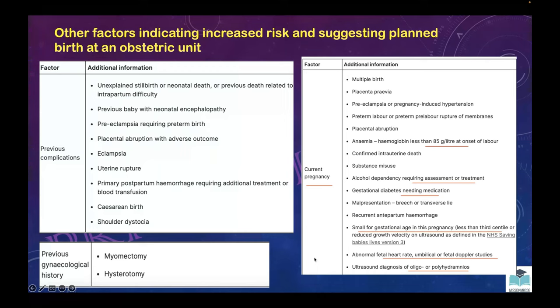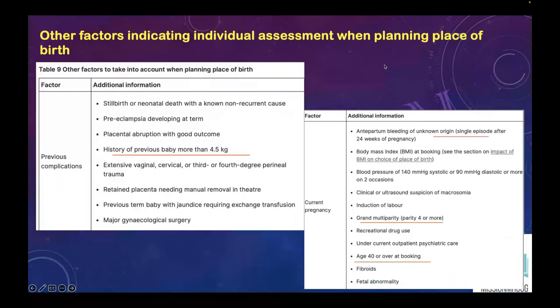Now again, the same factors continue if they require delivery in the hospital. You have to remember that parity 4 or more, they want to deliver in a hospital. So there should be individual assessment. We already know that multiparity is a high risk factor for PPH. Apart from this, age over 40 at booking.